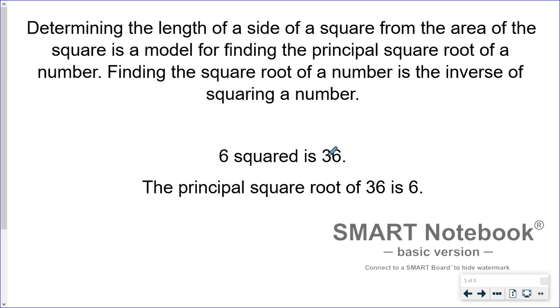To find the square root is doing the opposite of this. So what I'm saying is that the square root of 36 is actually 6. When I say square root, that means the opposite, which means what number when I multiply by itself gives me 36? Well, I know that 6 times 6 is 36, so that means the square root of 36 is 6.